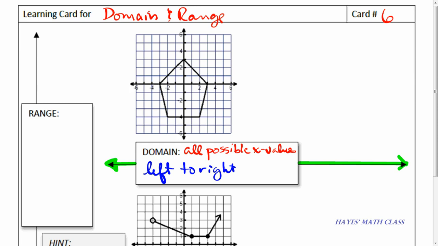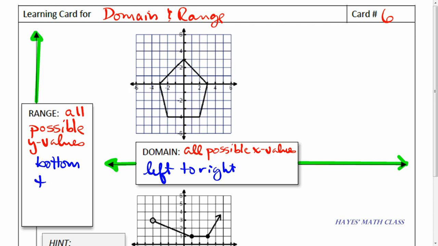Now the range is running up and down. So the range, same idea, it's going to be all possible y values. And, as Meghan Trainor says, it runs from the bottom to the top.